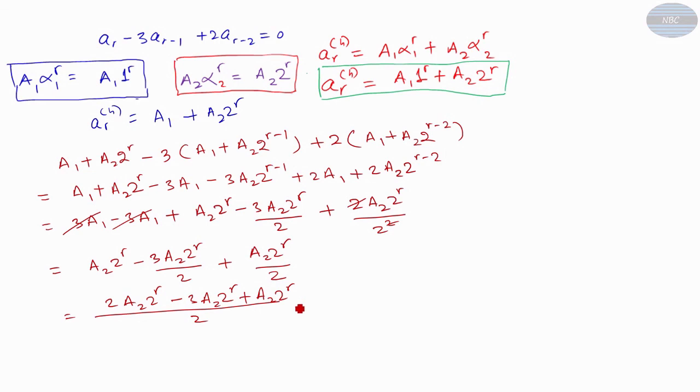Okay, so this equals 2a2 2 to the power r plus a2 2 to the power r, which is 3a2 2 to the power r minus 3a2 2 to the power r divided by 2. This cancels out, 0 divided by 2 is equal to 0. Okay, so it is verified that the sum of the homogeneous solutions, that is ARH is equal to a1 1 to the power r plus a2 2 to the power r, is also the solution for this difference equation. Okay, so this is the final solution.